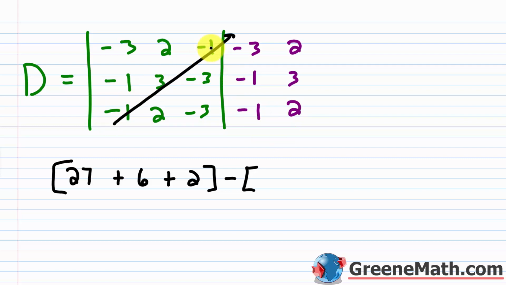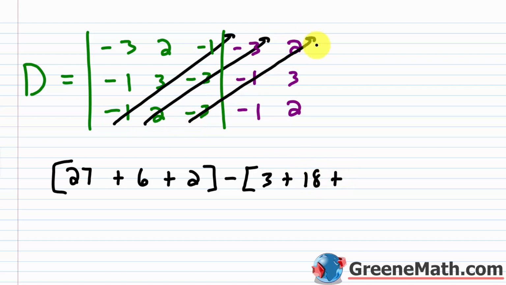So -1 times 3 times -1 is going to be +3, okay? Then plus, we're going to go up. 2 times -3 times -3. I know that would be 9 times 2, which is 18. Then plus, if I do -3 times -1 times 2, that's going to be positive. 3 times 2 is 6, okay?